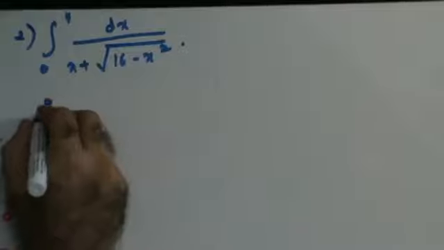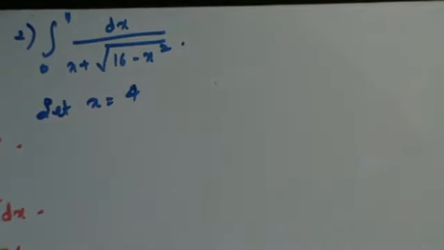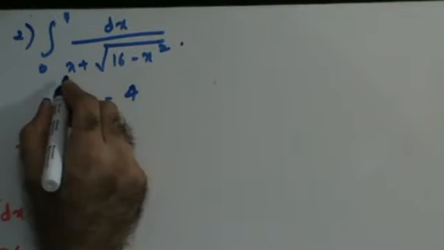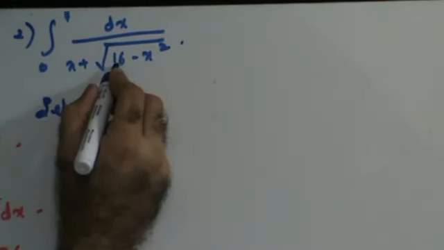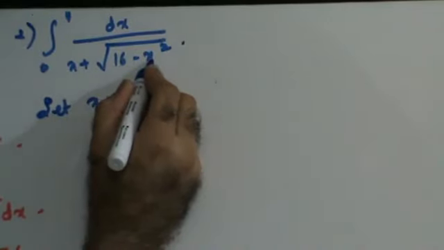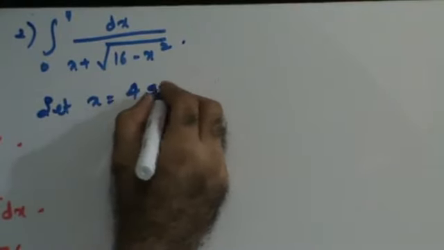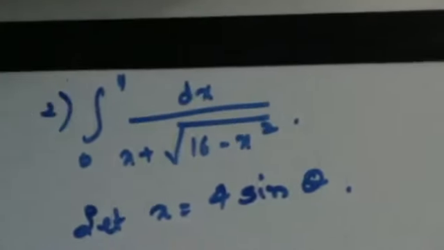Okay? In that case, to get rid of the 16, I'll say let x be equal to 4, because when I square that, I'll have 16 common, right? And I want to substitute, so suppose this is sine theta, then this would have been 1 minus sine square theta, that would have been cos square theta. So I would get the same term. So I can say let x be equal to 4 sine theta, right?